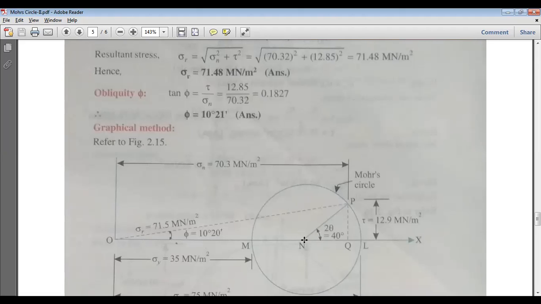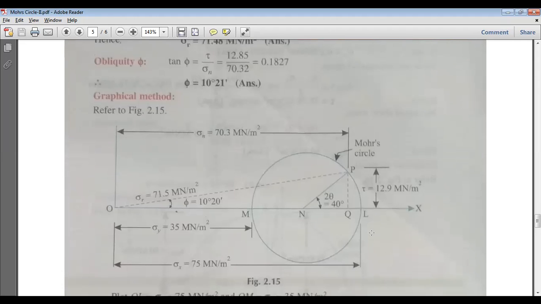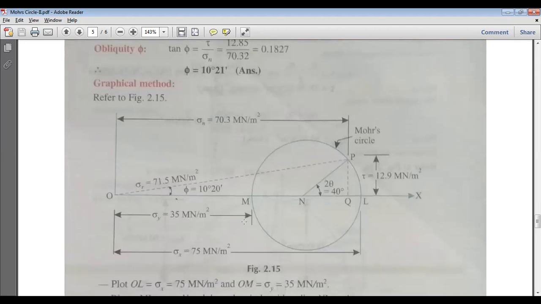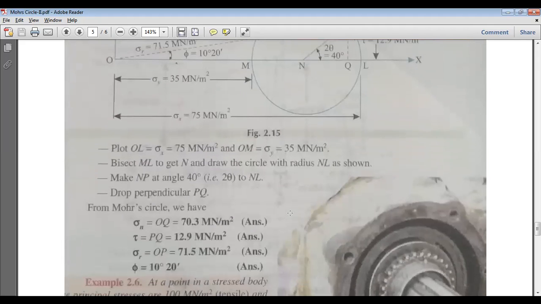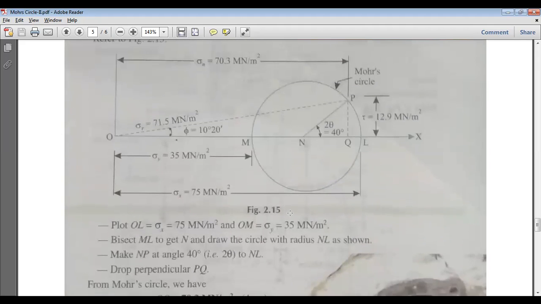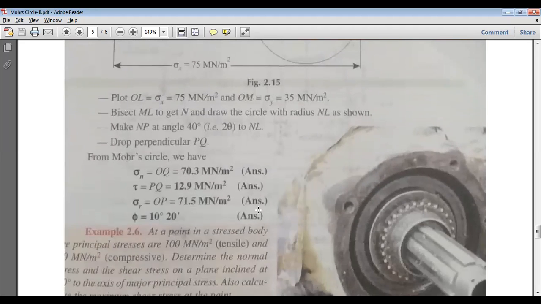From the center point, you draw a line at 2 theta, and when this line touches the circle at P, draw a perpendicular from P to the horizontal line, the x-axis. You will find PQ. This PQ is basically tau. Measure this PQ and you will find the shear stress tau. When you measure OP, this OP will give you the resultant stress. OP is 71.5, the resultant stress. So this is the Mohr circle diagram.